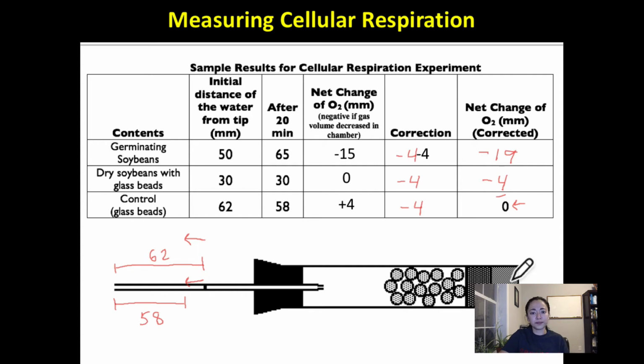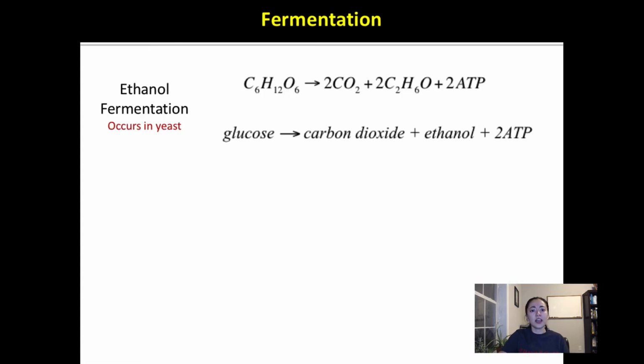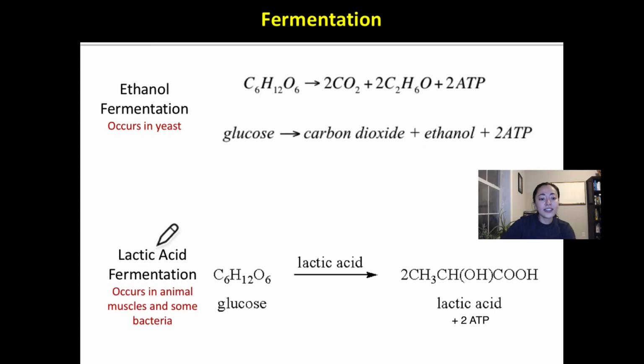What about fermentation? Let's talk about these two different types of fermentation. Remember, there's ethanol fermentation, which occurs in yeast. And remember, during ethanol fermentation, glucose is broken down, carbon dioxide is produced, ethanol is also produced, as well as 2 ATP molecules. Lactic acid fermentation occurs in animal muscles.